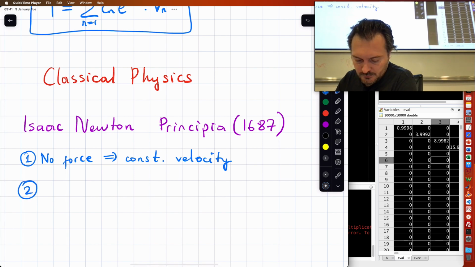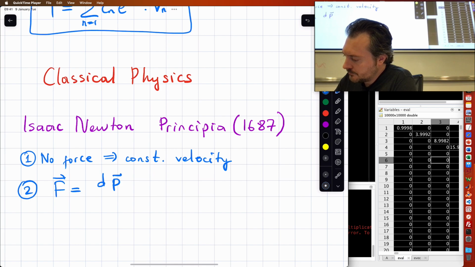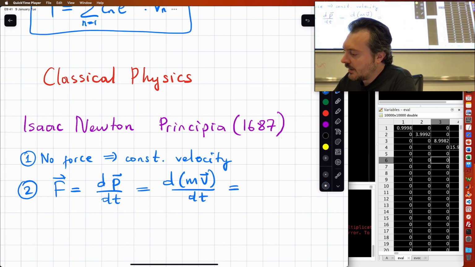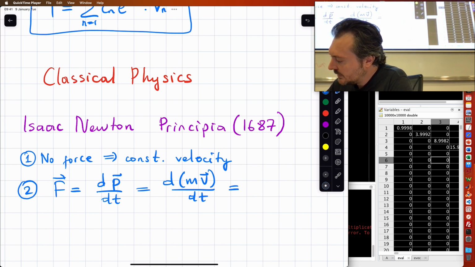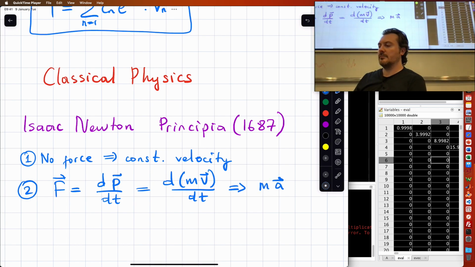Second one, force is equal to change in the momentum. Or you can write it like this. And provided that m doesn't depend on time, it's m times a. Right? If m depends on time, then you should really go with change in the momentum. Do you have any questions at this point? No.